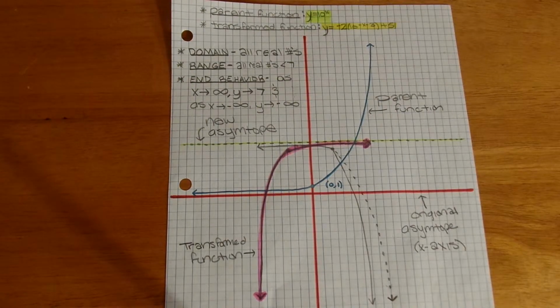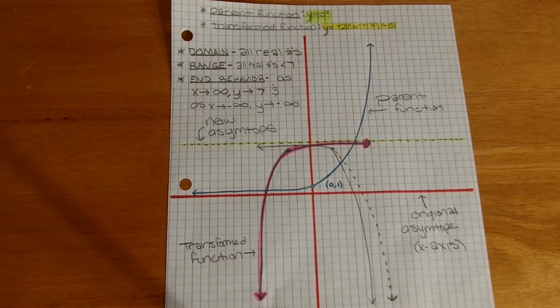Moving on to the domain, range, and end behavior, as well as the asymptote. The domain for the transform function is all real numbers. I know this because for all of the x values, there's no invalid y. The range is all real numbers less than 7.